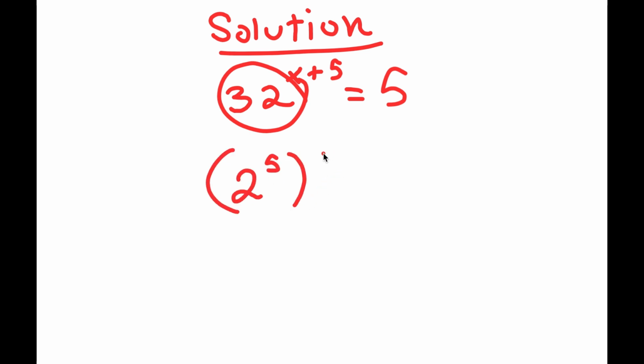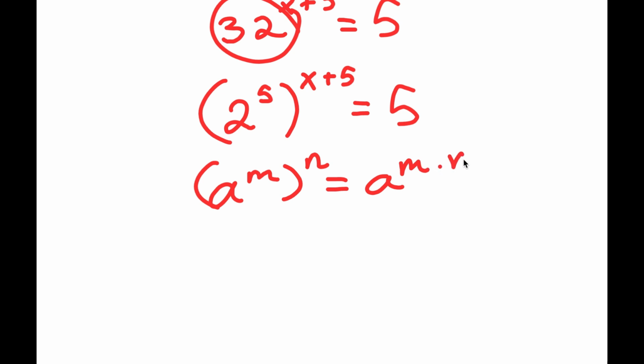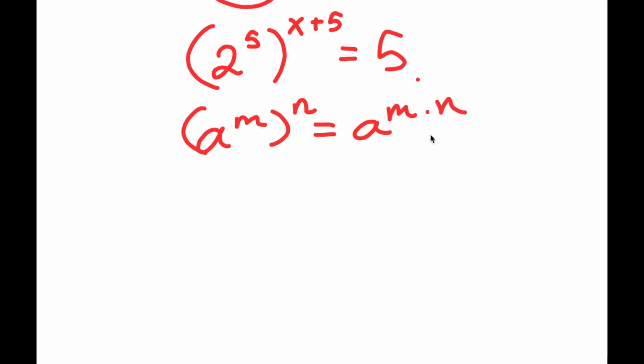So now I have 2 to the power of 5 to the power of x plus 5 is equal to 5. And if I have something in the form a to the power of m to the power of n, this is going to equal a to the power of m times n. So 2 to the power of 5 to the power of x plus 5, that's going to equal 2 to the power of 5 times x plus 5. And this is equal to 5.